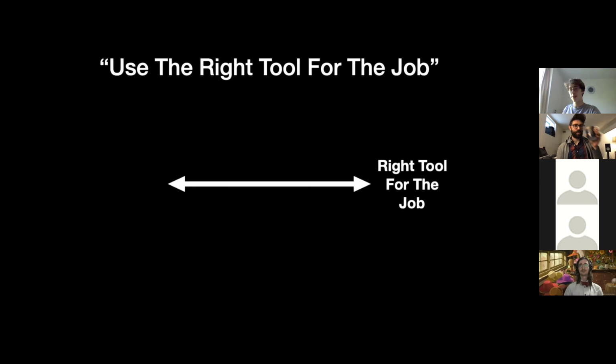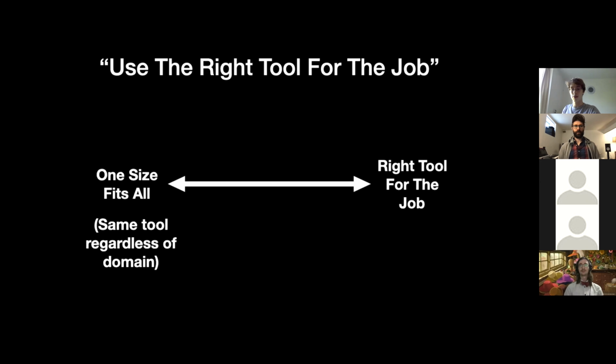So to start off, in software engineering, we often say, use the right tool for the job. But as opposed to what exactly? What's at the other end of this scale? Well, the opposite of tailoring your tools to the circumstances would be using the same tools regardless of the problem domain. And this can be called the one-size-fits-all approach.